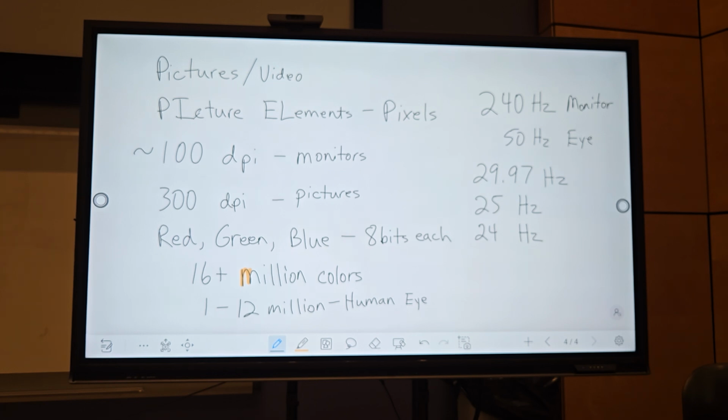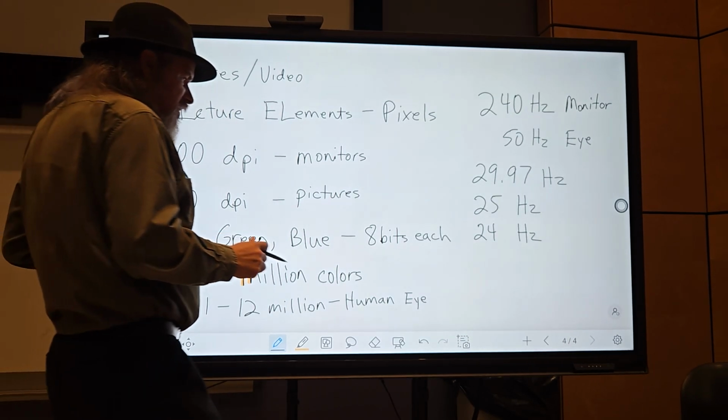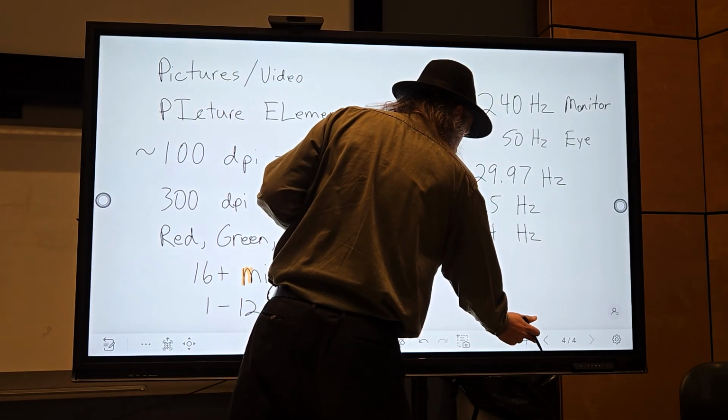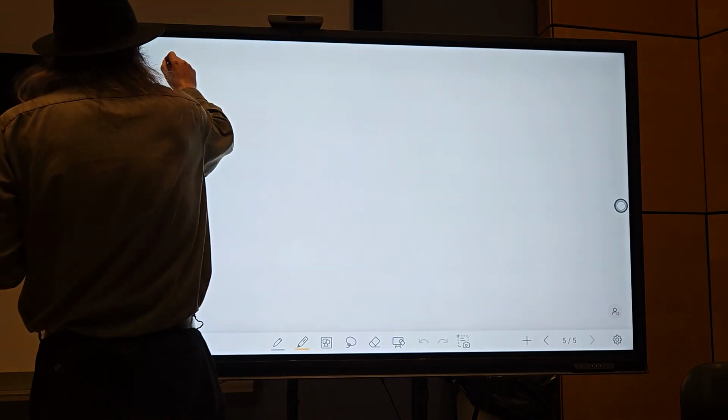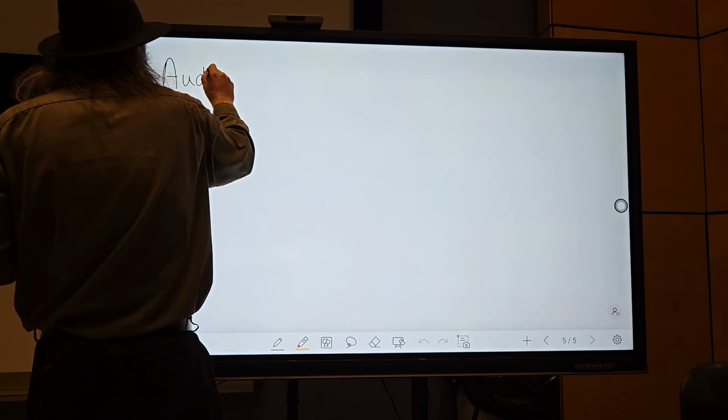Yeah, so pictures, video, text, it's all just encoded numbers. That's all a computer can handle is numbers. It doesn't have visual memory. Oh, that's right, there's audio. Didn't cover that. Audio.